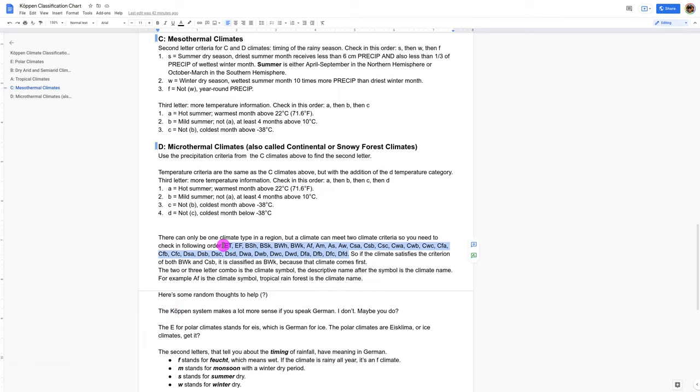And the full range would be checking to see, is it an E? Well, then you check ET, and then EF. And then checking the Bs: BSH, BSK, BWH, BWK, or hot steppe, cold steppe, hot desert, cold desert, rainforest. Oh yeah. And I've hidden those here someplace. So all of these abbreviations like ET and EF and BSH, they all have descriptive names.